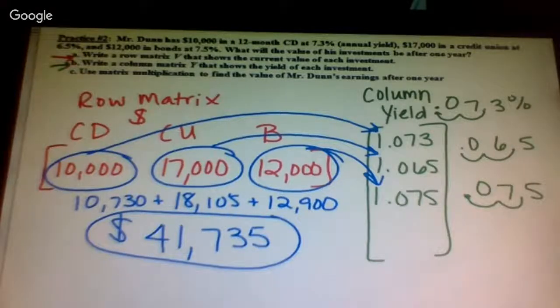So he started with $39,000. He gained a little over $2,000. Looking nice. It's not bad. I'll be fine with that.